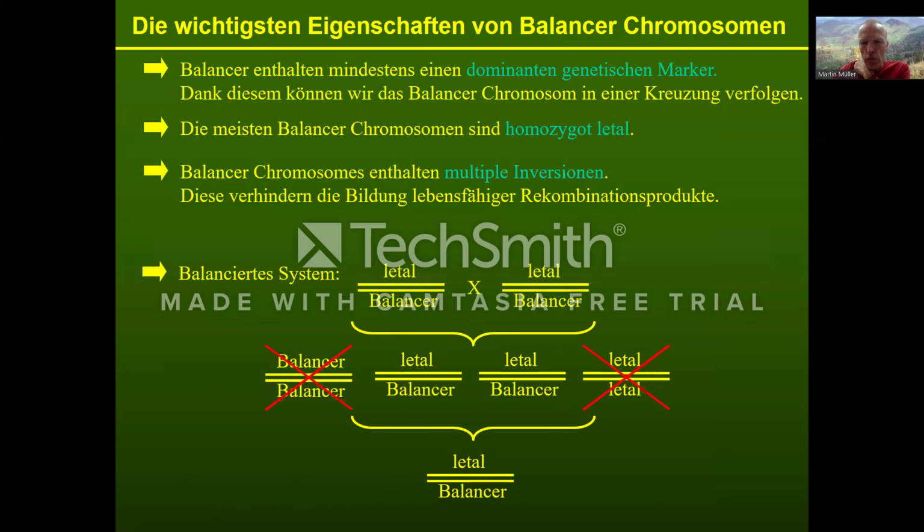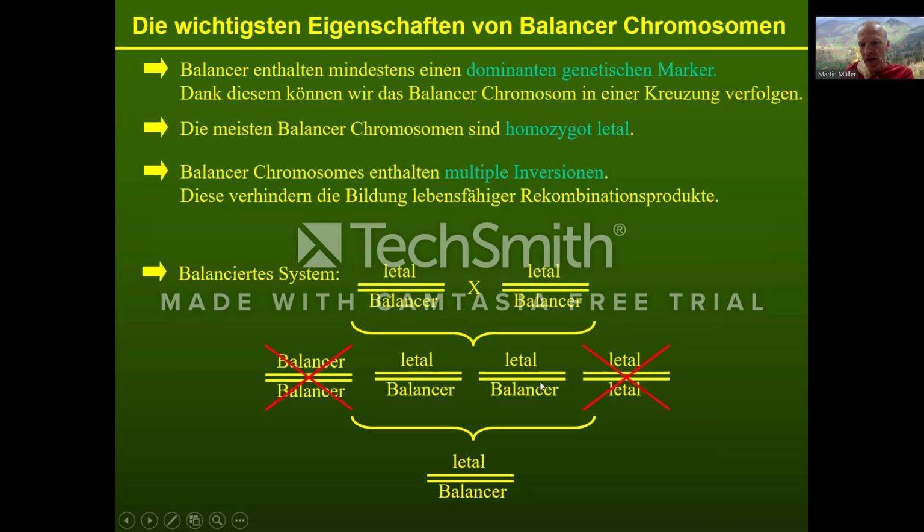And this is now a crossing scheme where we have now our lethal mutation over a balancer. We cross males and females together. And if we follow Mendel's rules, there are three types of progeny: homozygous balancer, homozygous lethal. These guys here die. If we have this mutation on the second or third, we will never see them. Also the homozygous lethal, we will of course not see them. The only progeny which survive is lethal over balancer. So they are exactly the same as the parental genotype.